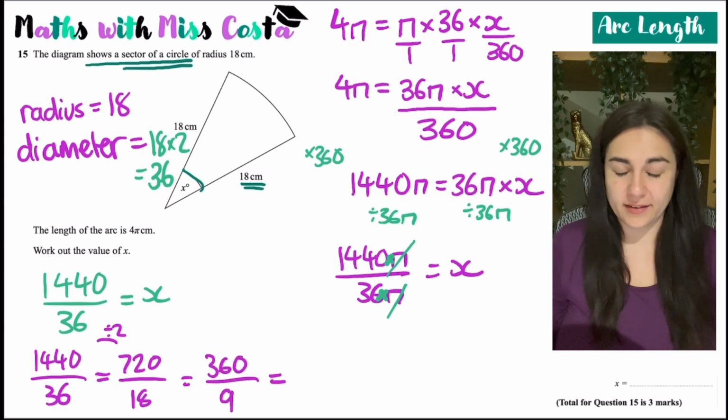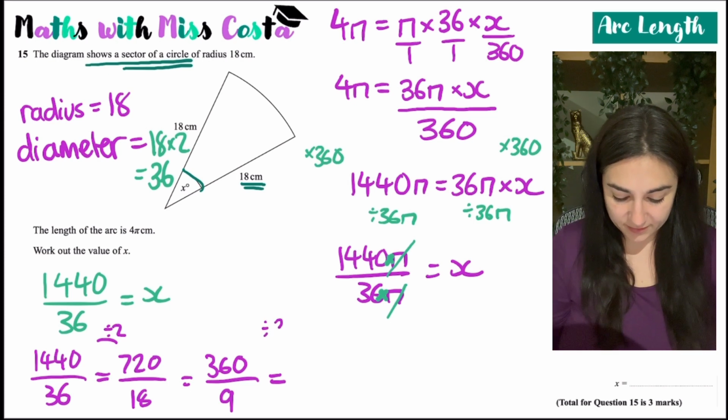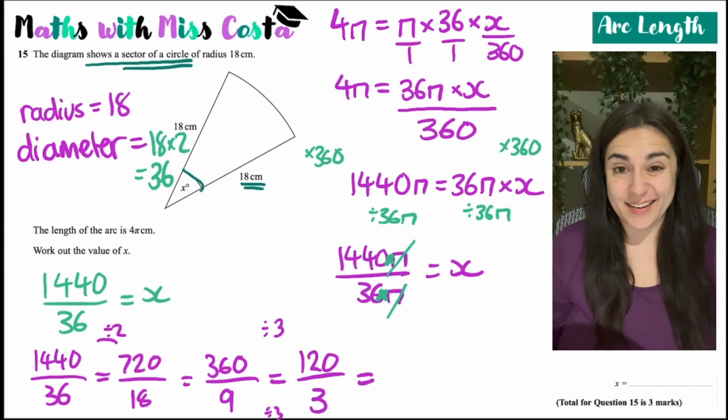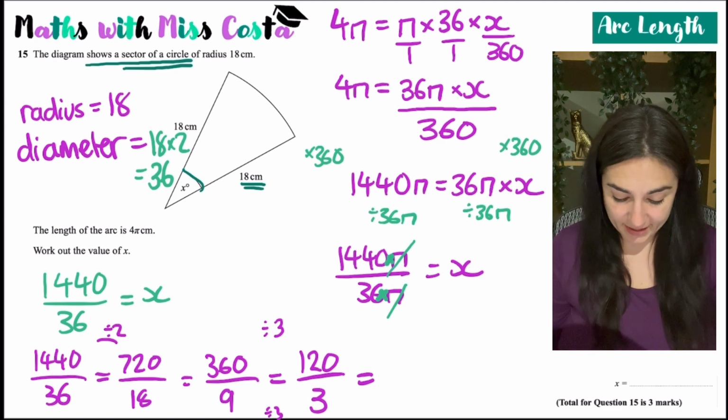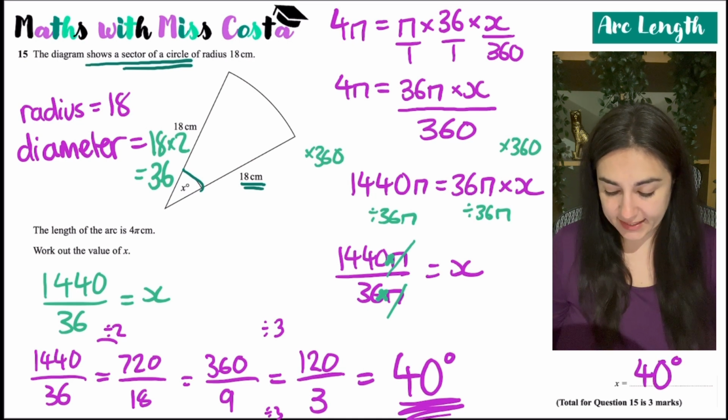Now I can't divide by 2 again, so let's think of what I could divide. I could divide by 3, which is the next prime number. So that would be 120 divided by 3, and then you get to the part where you can just work it out. So 120 divided by 3 is 40. Therefore, x is 40 degrees.